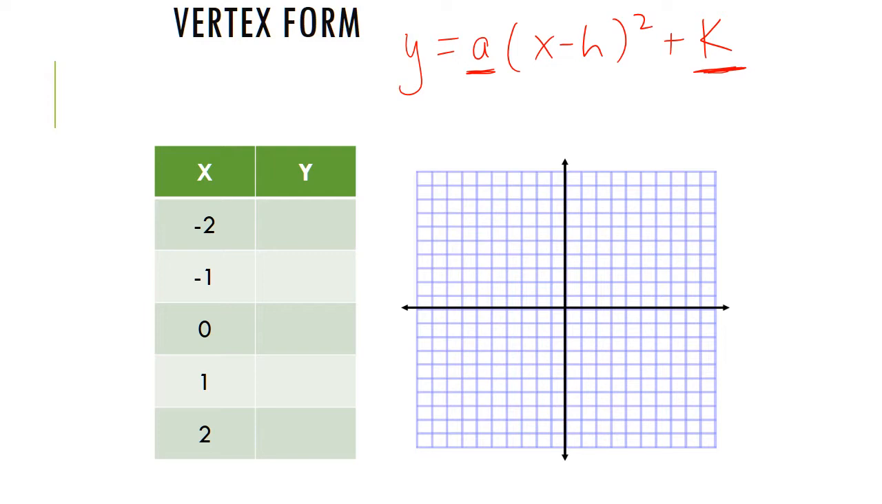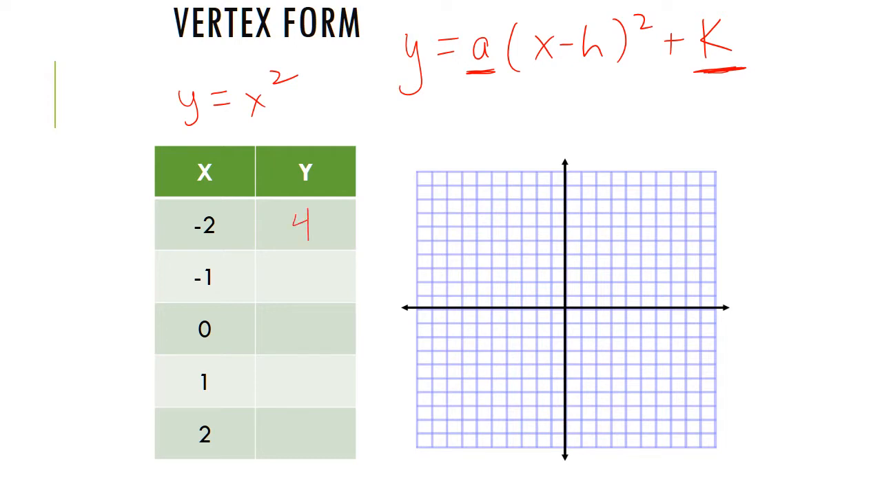So let's start: what does a normal parabola look like? What is y equals x squared? What does that look like? Well, we could fill in a table of values. Negative 2 squared, negative 1 squared, what are those? So negative 2 squared is 4.